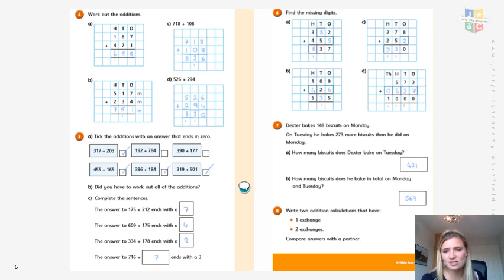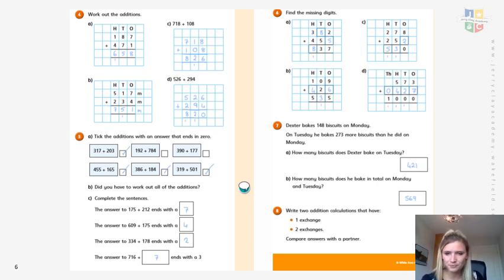Then it says, how many biscuits does he bake in total, on Monday and Tuesday? Now, if we're looking for the total, we know that it's going to be a bigger number, so we're going to need to add together. So again, we are going to need to add together the total baked on Monday and Tuesday. But remember, we've just worked out he baked 421 on Tuesday. He didn't bake 273 on Tuesday. He baked 273 more than what he did on Monday. So you'd need to add 421, because that was your number of biscuits on Tuesday, and 148, because that was the number of biscuits on Monday, and if you added those together you would find the total amount, the whole number altogether.